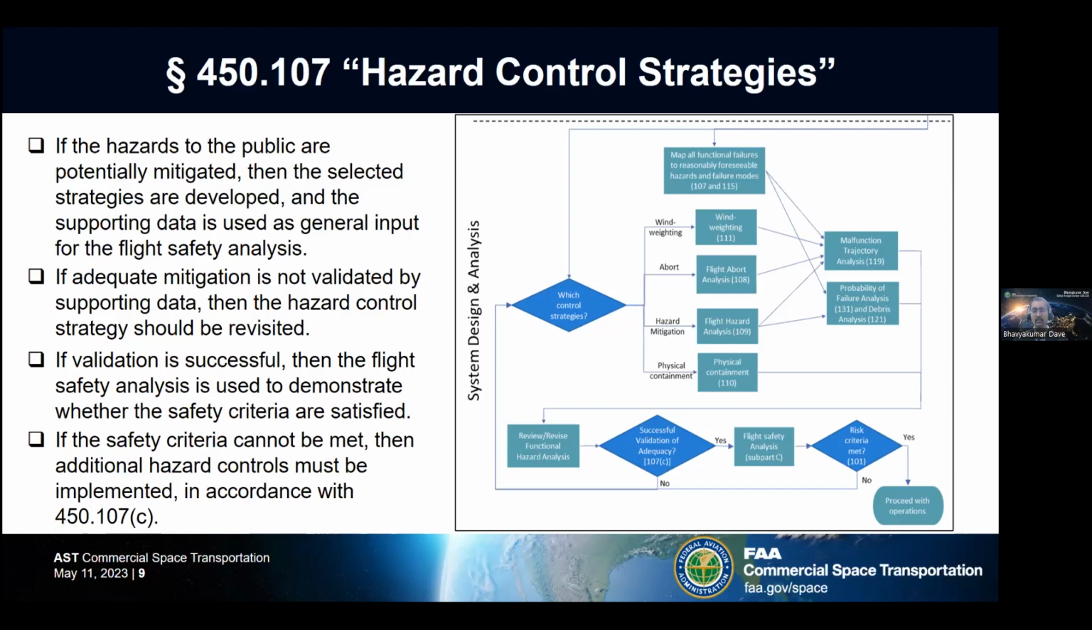If there is successful validation, then the flight safety analysis is utilized to demonstrate whether the safety criteria for 101 A, B, and C are satisfied. But if the safety criteria are not met, then in that case, additional hazard controls must be implemented, and that is in accordance with 107C.